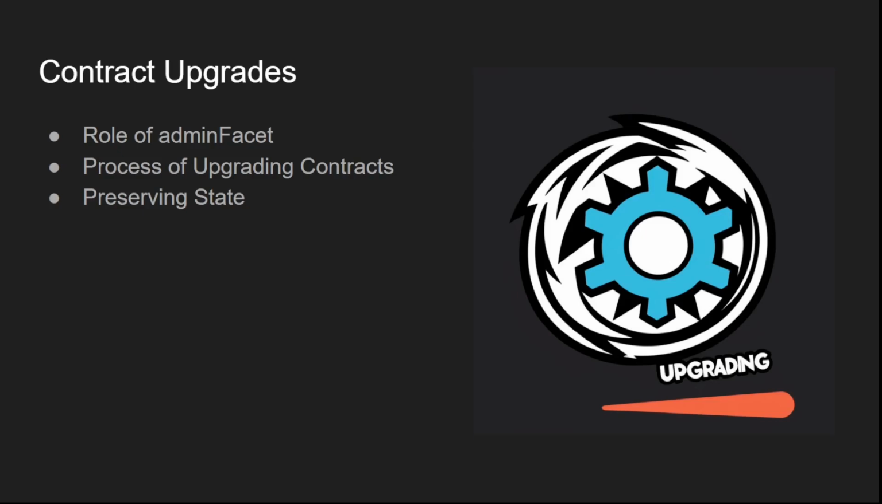In step 3, the upgrade will be initiated. By using the admin facet, the administrator signals that the contract should be upgraded. The existing contract state is preserved and then transferred over to the new contract instance.